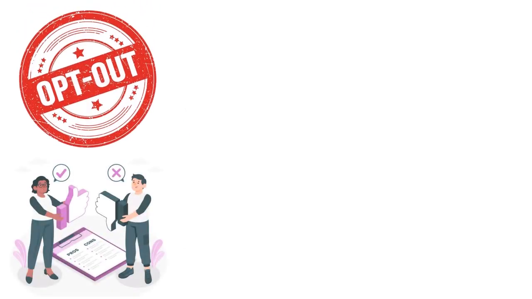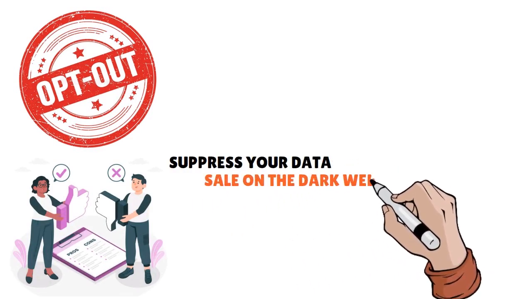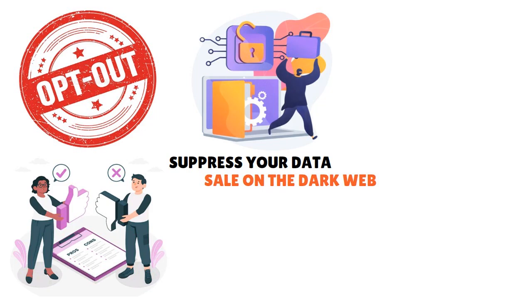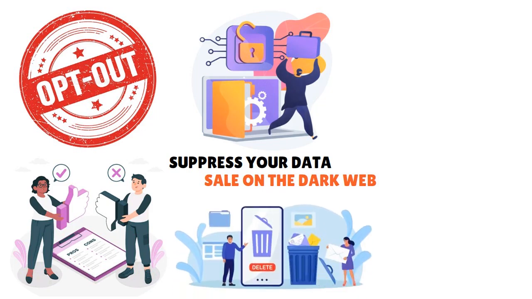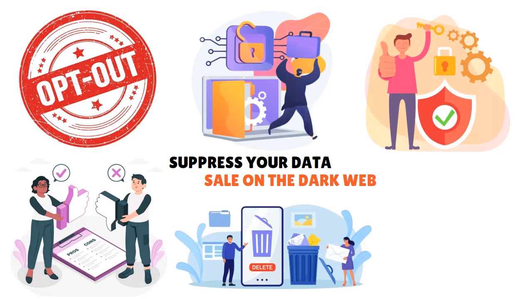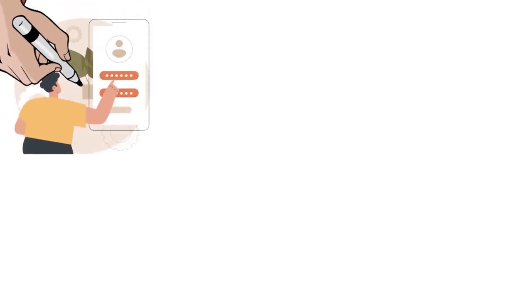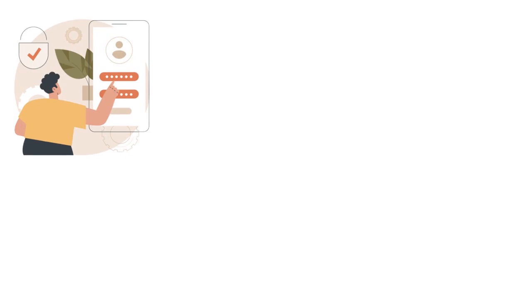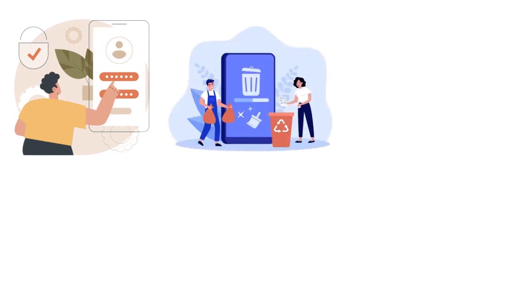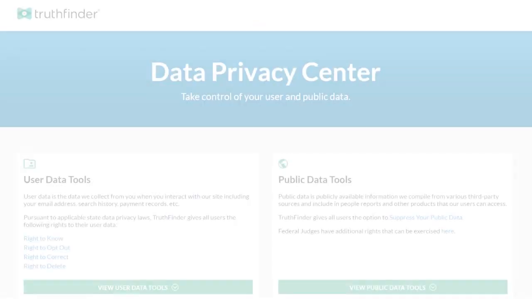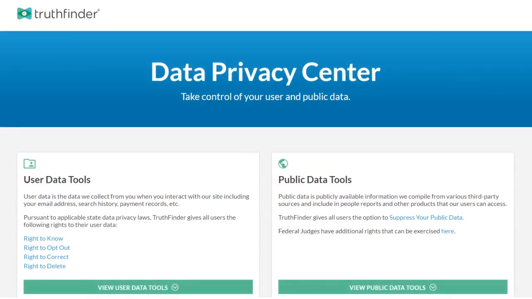Each TruthFinder opt-out option has its benefits and drawbacks. If you choose to suppress your data, it may still end up for sale on the dark web if TruthFinder suffers a data breach. If you delete your data entirely, you may have to regularly repeat the process in order to stay safe. Also, TruthFinder may create a second profile for you, which can make your suppression or deletion request useless. Now, those are just the possibilities you have to think about.